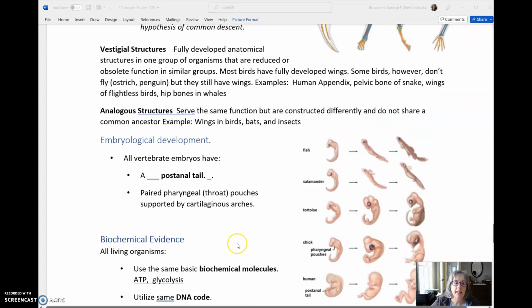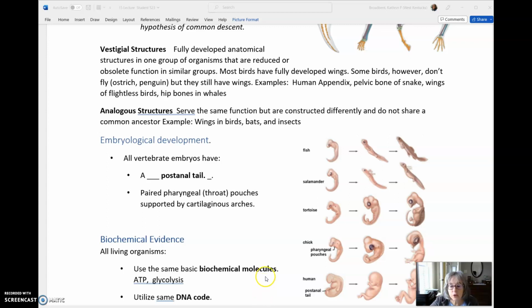We can look then at embryological development, and that gives us evidence of a similarly shared biology. All vertebrate embryos have a tail. Even people. This is a human embryo, and it has a tail that eventually goes away. A chicken has a tail that eventually resorbs and becomes very short, and fish and salamanders and tortoises.